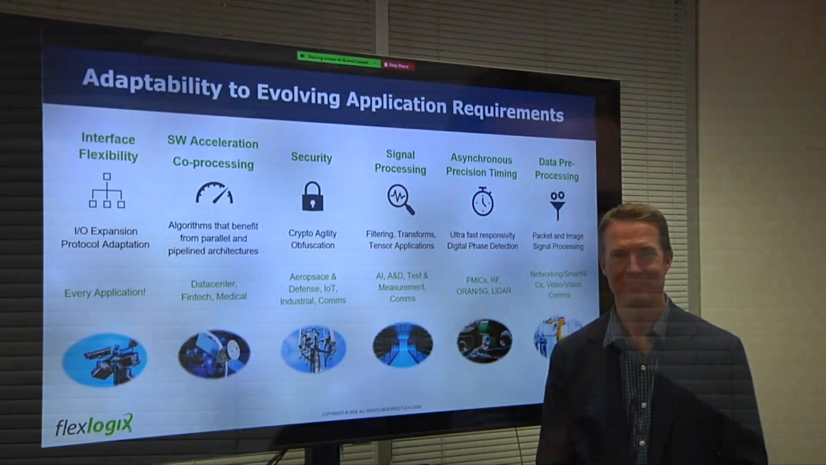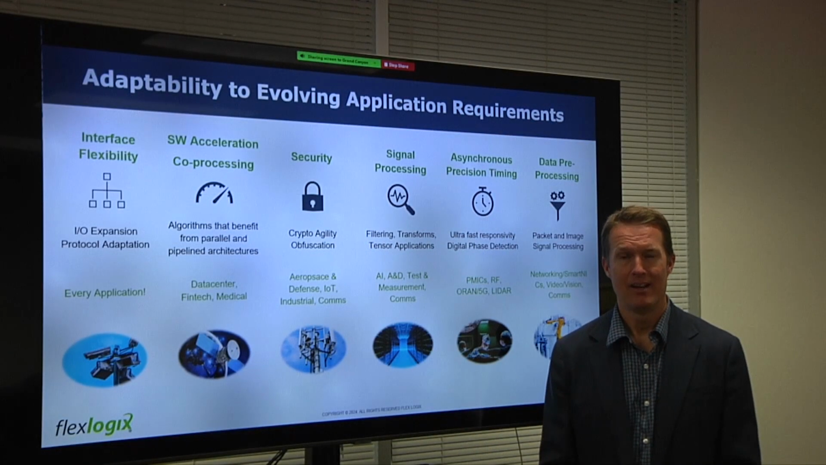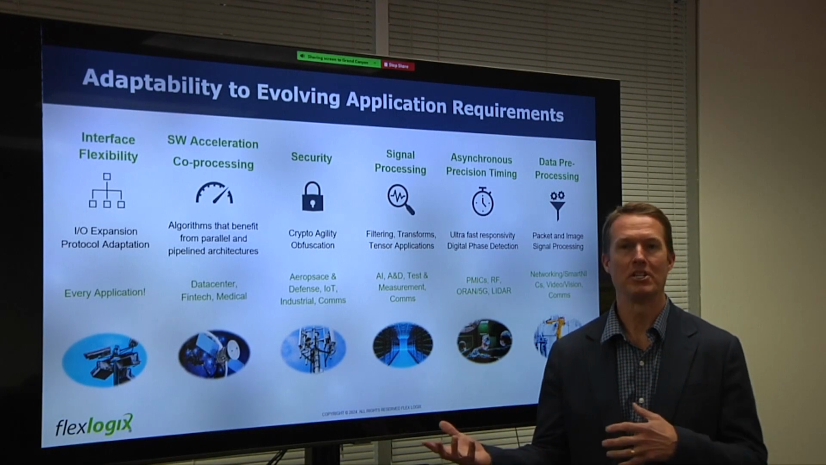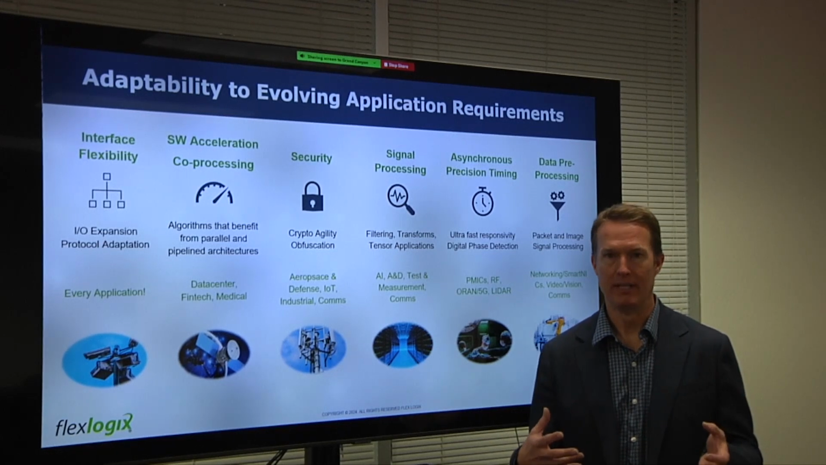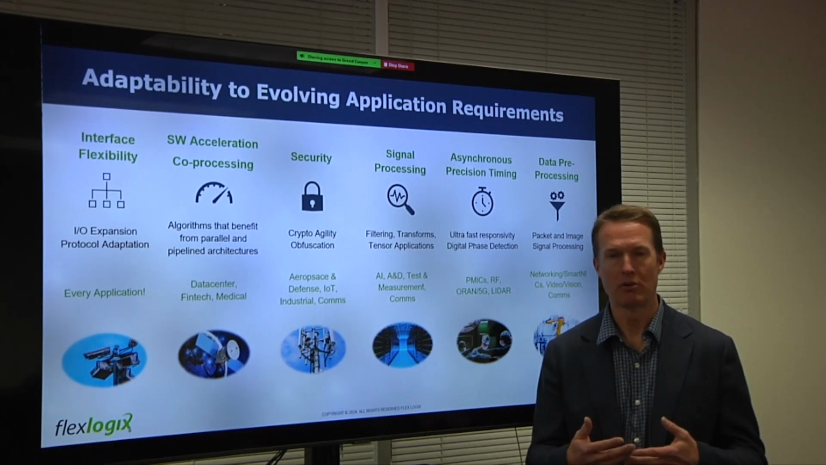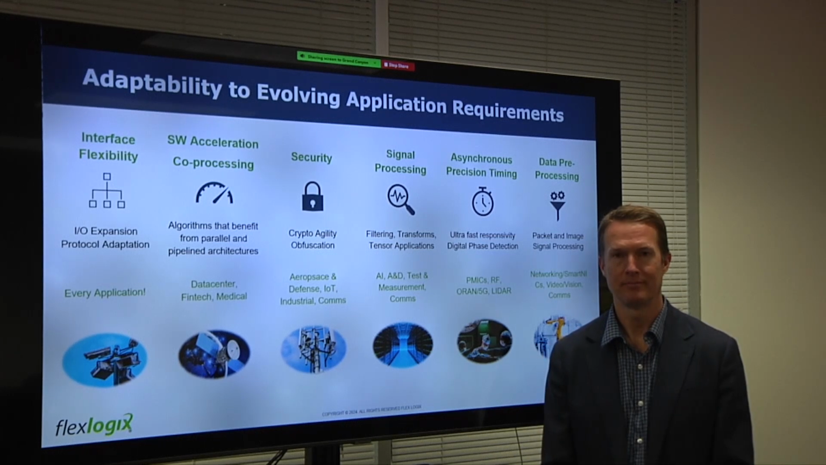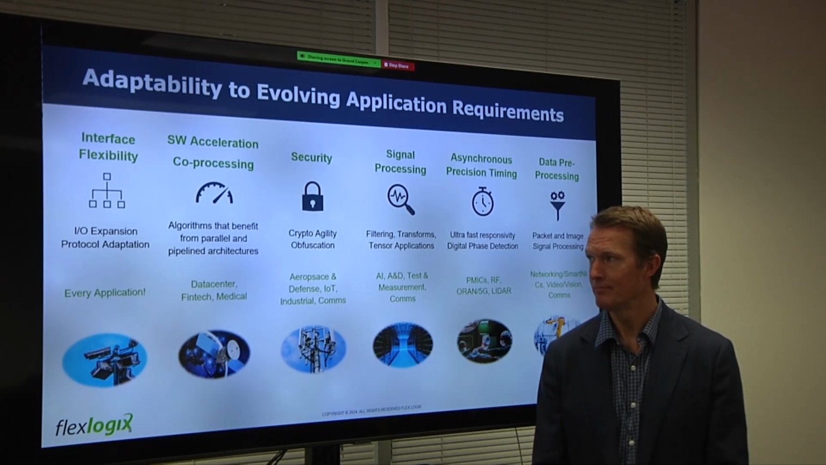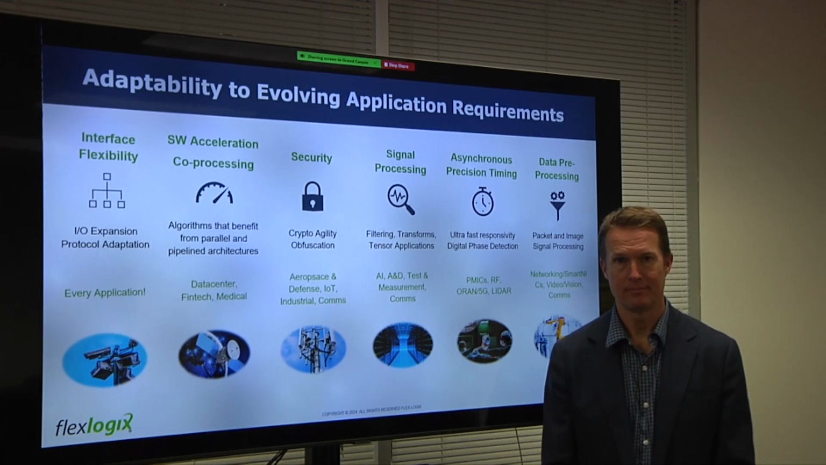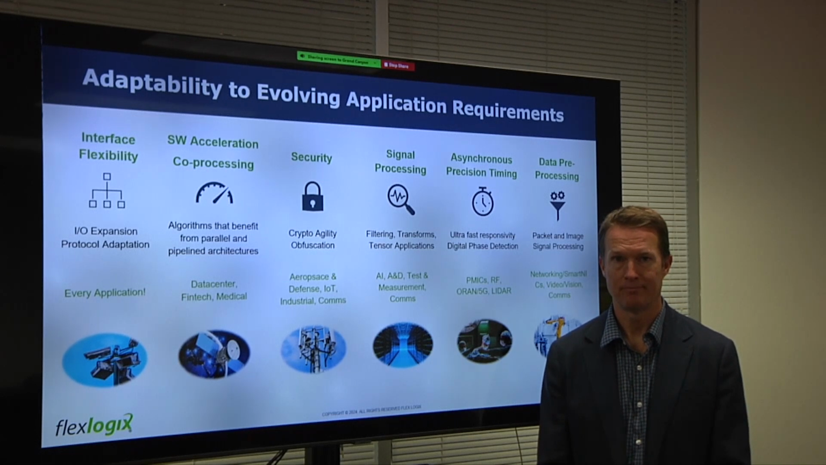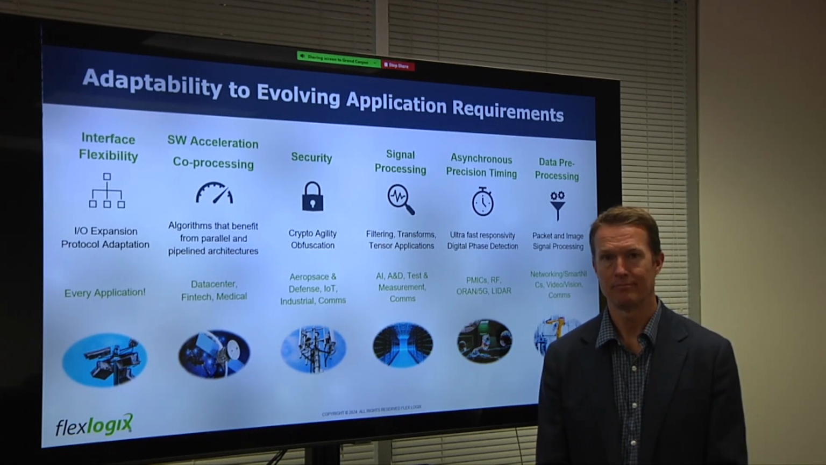Great. Jayson, what are we looking at? What we see is a lot of these applications requiring adaptability because of evolving protocols, encryption models, algorithms, and so on and so forth. Let's take these one by one. Interface flexibility has been a huge problem because these interfaces are almost in a constant state of flux. You think about UCIe and CXL, all those things are changing, right?